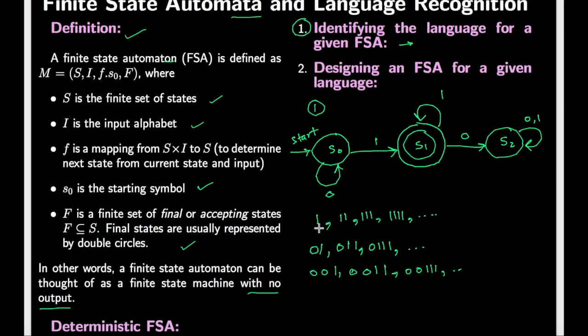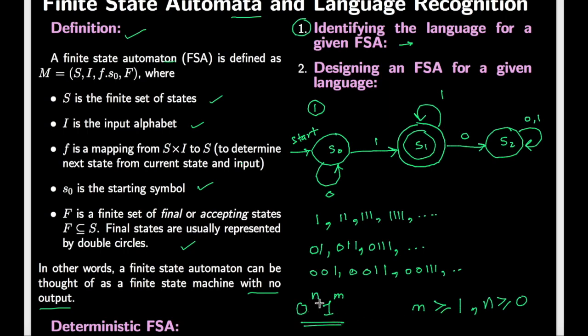So we have either 1, 1 1, 1 1 1. So we can say 1 to the m, where m is greater than or equal to 1. Then we can have 0 0 0 0 0 0 and so on. Okay, but we can also have no zeros, right? So then we can say 0 to the n, and here I can say n greater than or equal to 0. Okay, so this is the string.